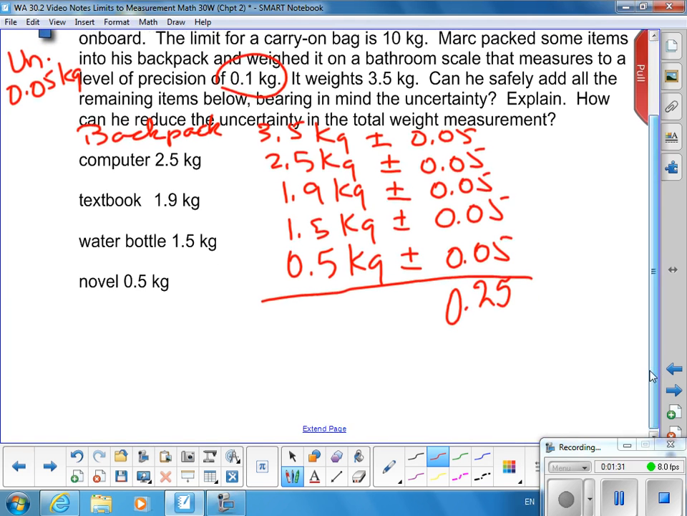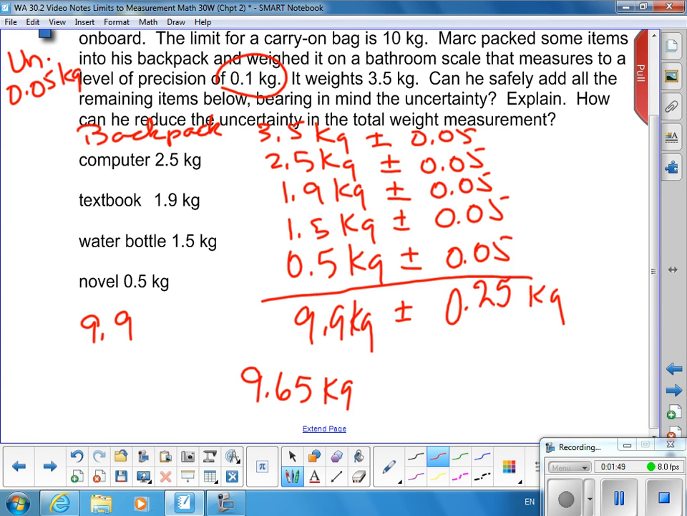So Mark's backpack would weigh 9.9 kilograms plus or minus 0.25 kilograms. That means that if he was a little light on his measurements, it would be 9.65 kilograms. So you would subtract 0.25 kilograms from 9.9. Okay, so it would be 9.65.